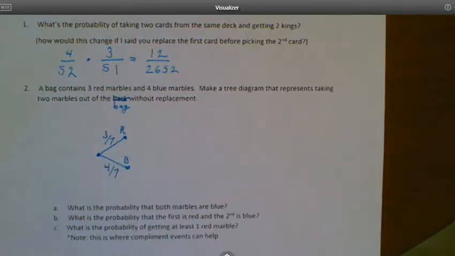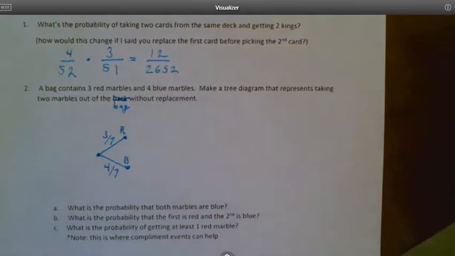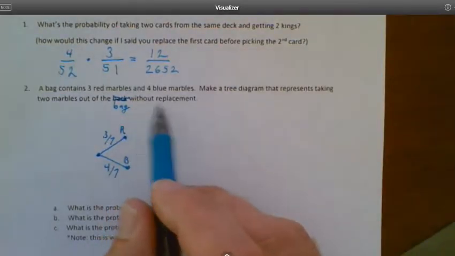So this is our first event. I'm going to reach into the bag, and these are my probabilities of getting either a red marble or a blue one. So in the second event, now I'm going to reach in and take out another one. And here's your key phrase, without replacement.